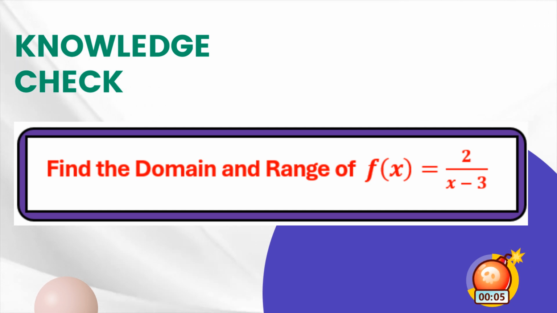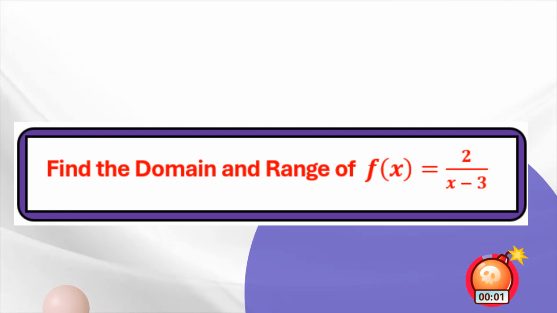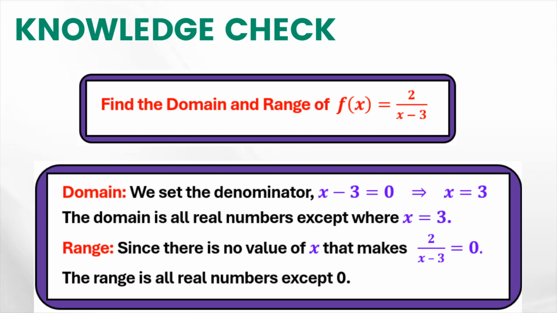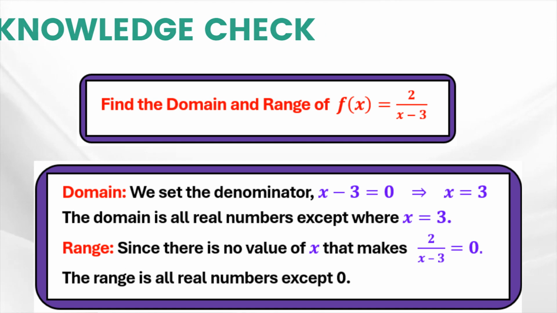Key takeaways. The domain refers to all possible input values, while the range represents all potential output values. Make sure you remember how to determine them for different types of functions.